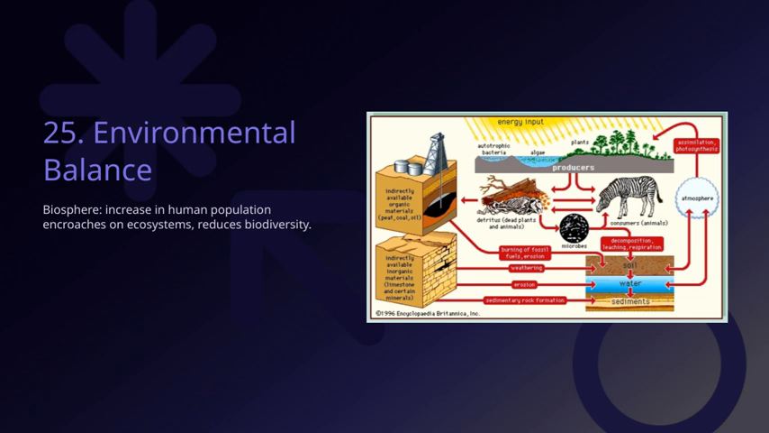When species are lost, it can disrupt entire ecosystems and affect the services they provide us, like clean air, water, and fertile soil. This slide highlights the importance of environmental balance. Our growth and development need to be managed carefully to prevent further harm to ecosystems. It's about finding ways to meet our needs without compromising the health of the planet for future generations. Keeping this balance is crucial for sustainability and the overall health of the biosphere.